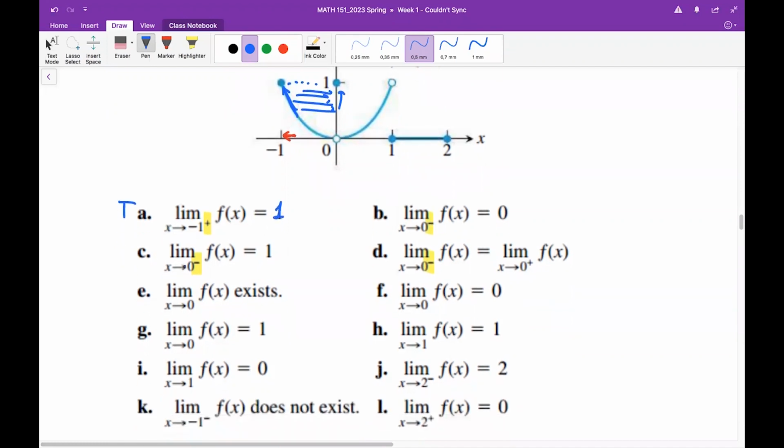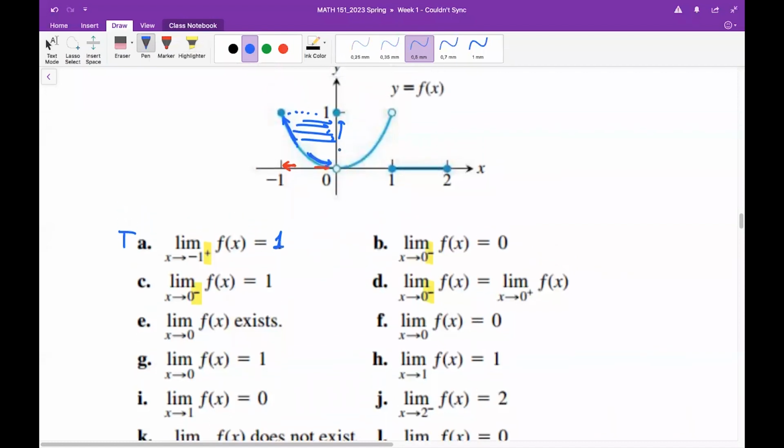Okay, let's look at 0 now. We want to approach 0 from the left direction. Then follow the images. They are approaching to which real number?